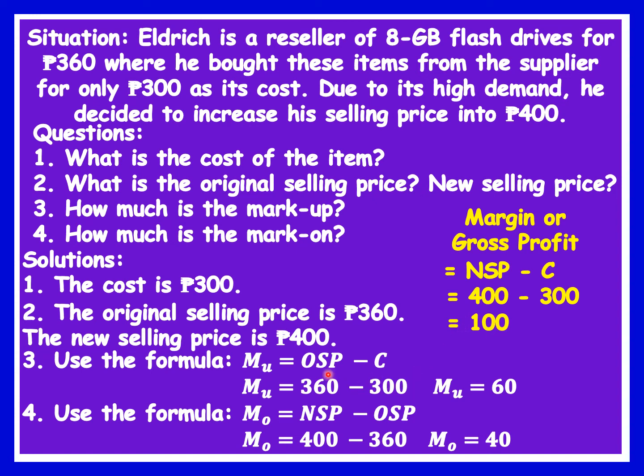Nung hindi pa siya nagtaas ng price, 60 pesos ang kanyang gross profit. So, due to its high demand, nag-increase siya ng 40 pesos. Kaya, his gross profit is 100 pesos. Okay? Okay, so we are done with the mark on and mark up.